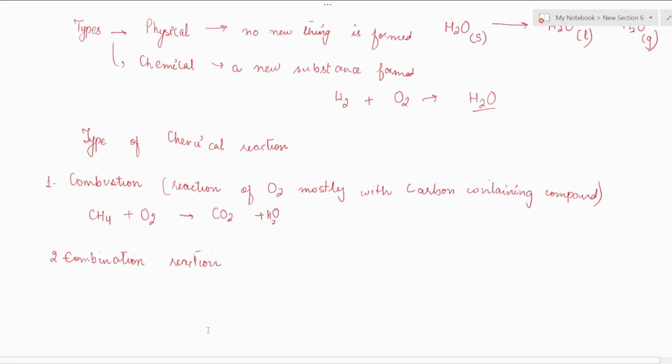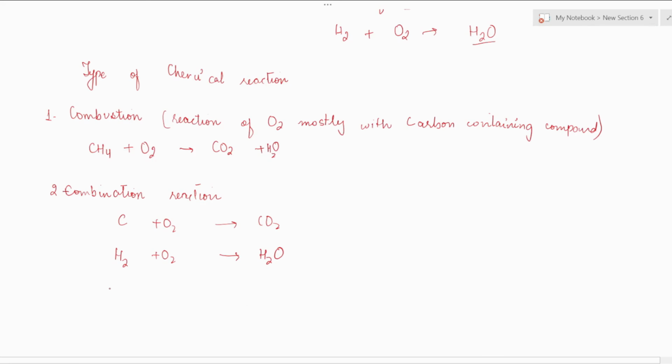Let's write. Carbon plus oxygen gives carbon dioxide. It's a combination reaction. Hydrogen plus oxygen combine to make one compound, which is water. It's a combination reaction. Can you give me any other example? No? Okay. Have you seen magnesium burning? It's a silver colored ribbon, and when it burns a white light is produced. Magnesium combines with oxygen to make magnesium oxide.